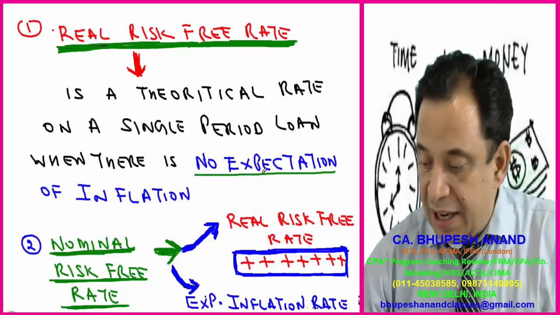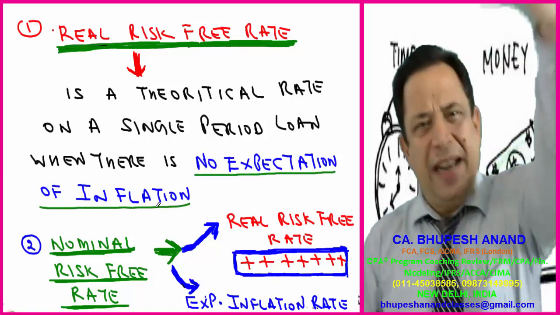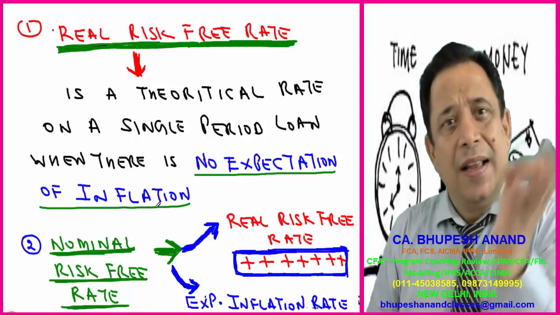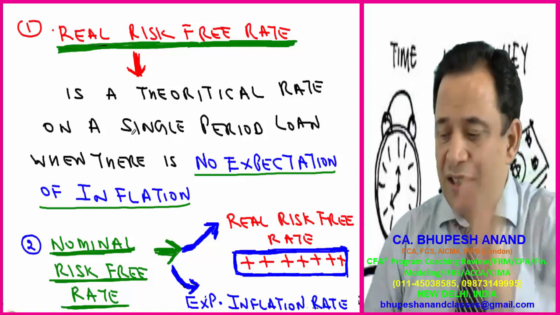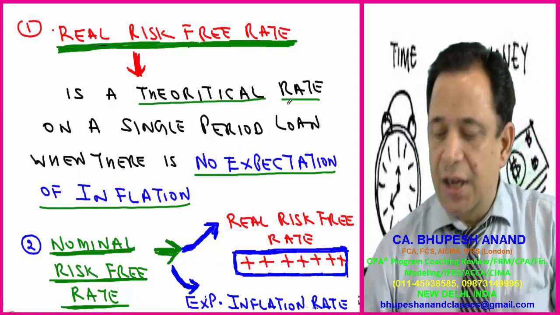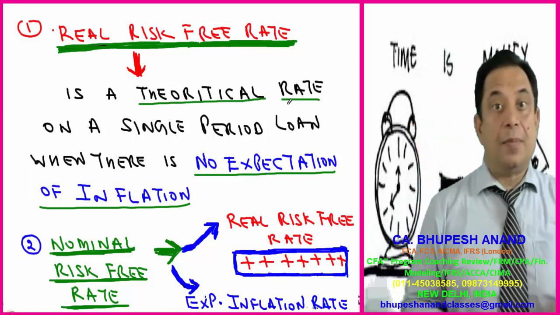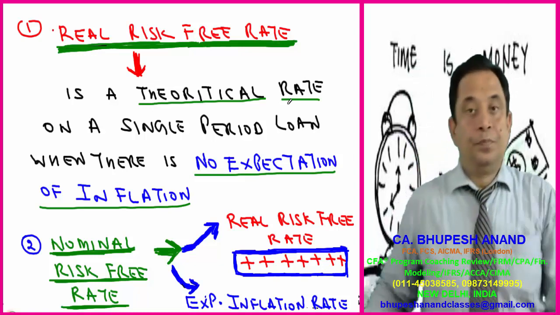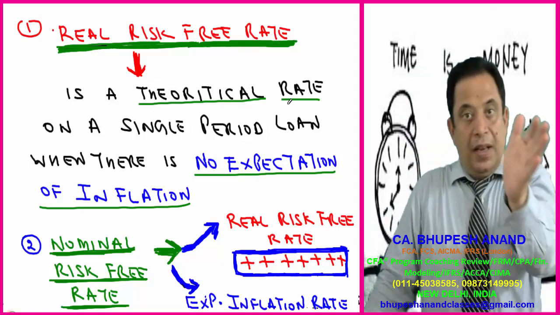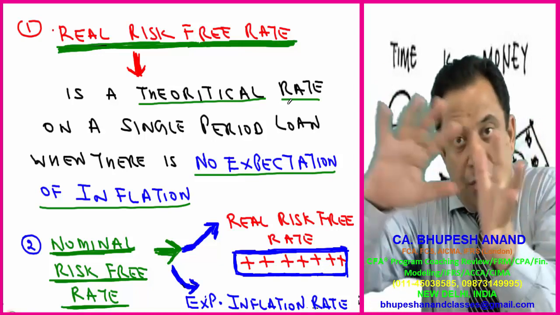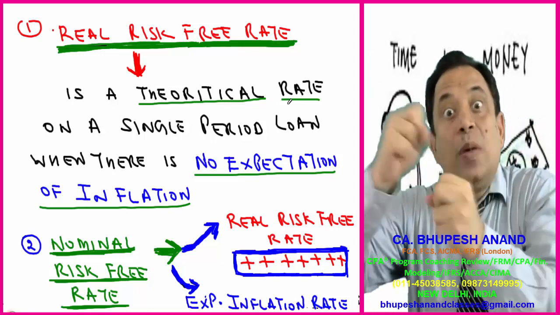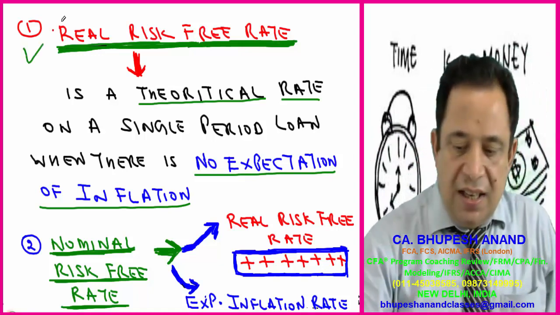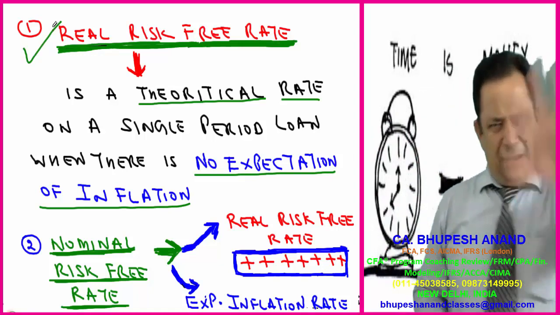So these words are important. Even if you are not understanding anything, please write down, there are 2 or 3 slides. It means it is a risk-free rate, a theoretical rate. We calculate in theory on a single period loan, assuming there is no inflation, then how much rate can we earn? That is named the real risk-free rate. I will be coming to that. No need to worry.